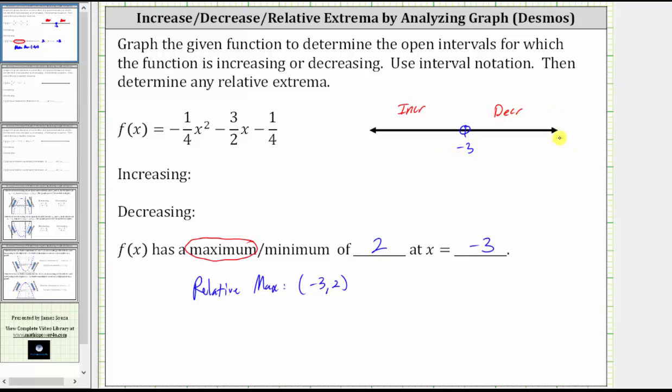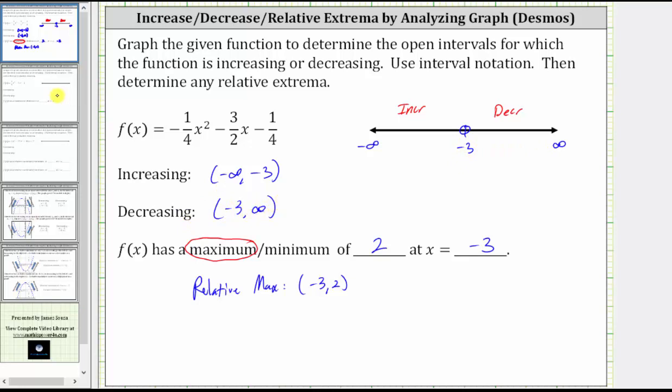As we move to the right, we approach infinity. As we move to the left, we approach -infinity. So the function is increasing using interval notation over the open interval from -infinity to -3. And the function is decreasing over the open interval from -3 to infinity.